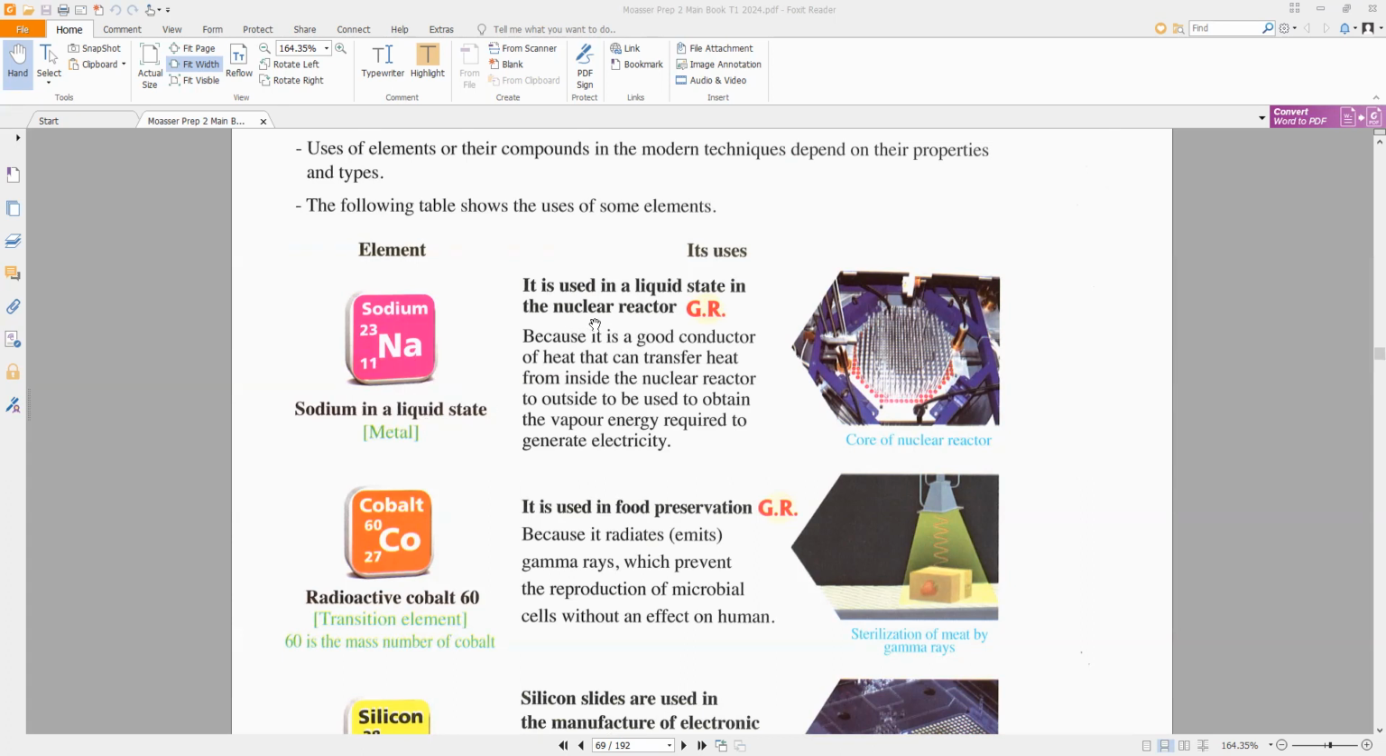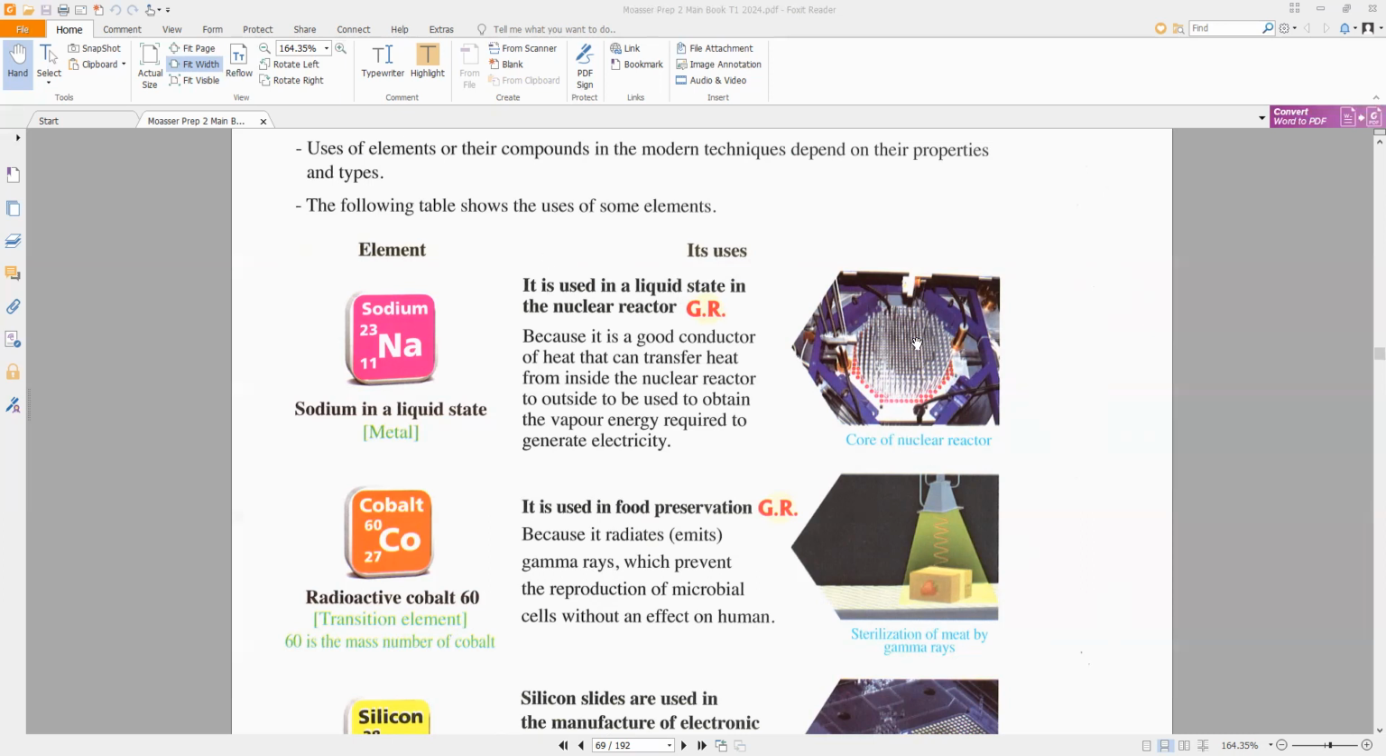Why do we use liquid sodium in the nuclear reactor? Because it's a good conductor of heat, being a metal. And it transfers heat from inside the nuclear reactor to outside the nuclear reactor. This heat energy outside the nuclear reactor is heating the water that's used in the generator for generating electricity.